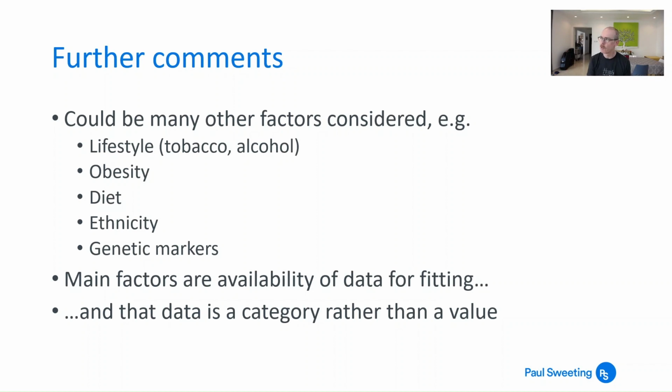So, for example, alcohol. Are you going to have drinking and not drinking? Are you going to have drinking more than a particular number of units? Are you going to actually have the number of units drunk per week as a factor? I mean, that would be the most reliable, but it's also probably the least available. So you've got all those sorts of things to consider as well.